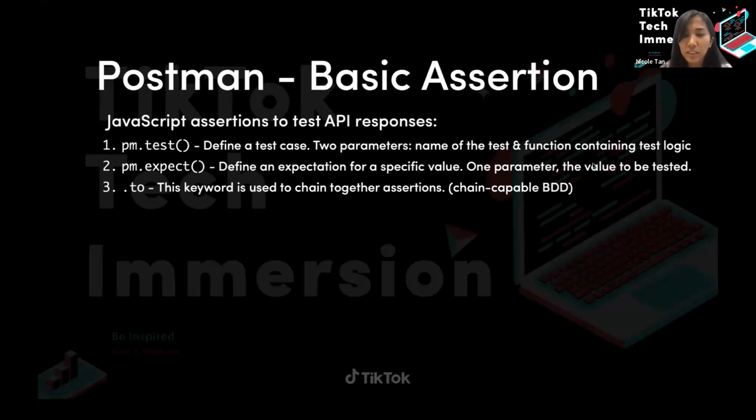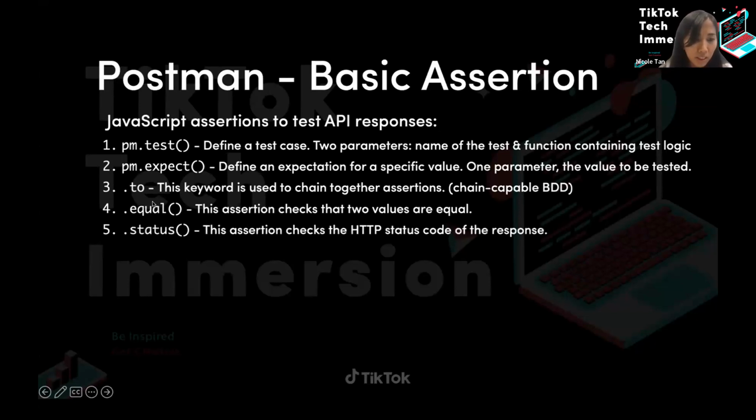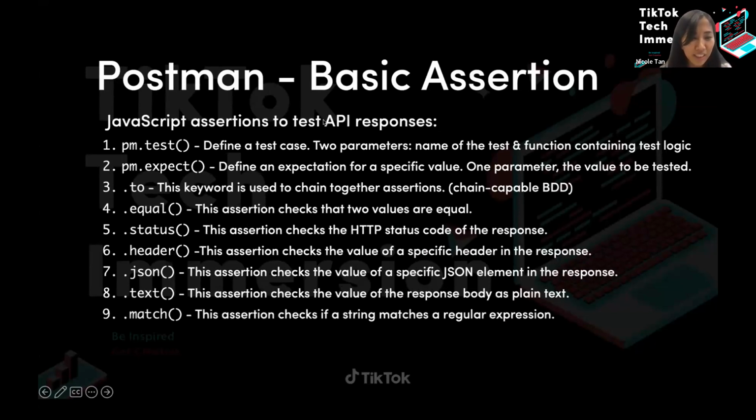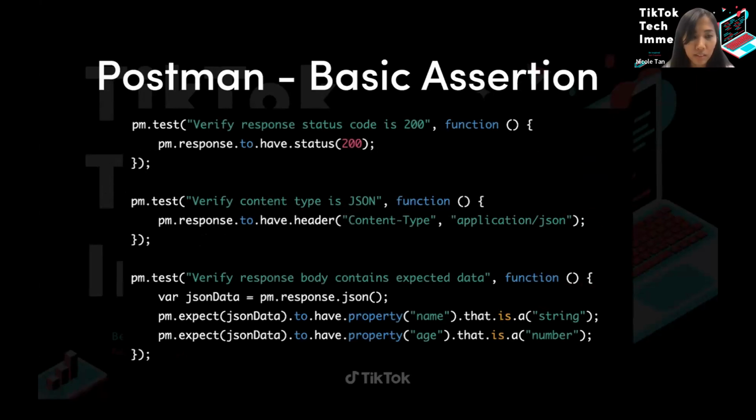To is like BDD, behavior driven development. So if you want to make the test read like English, or like business use cases, then many people use to, but it's quite optional. Equal status, yeah. I think most of this is more useful when we try it out. But yeah, there's the status, the header, JSON text match. If you look at the Postman documentation too, there are even more assertions that we can use. Okay, so maybe I'll skip this and we'll just write it.